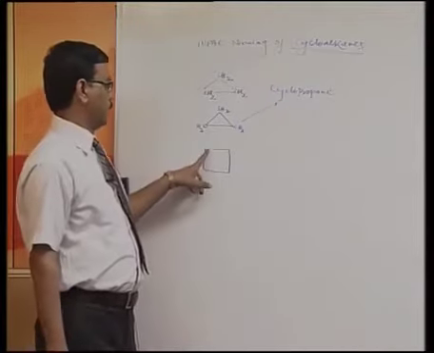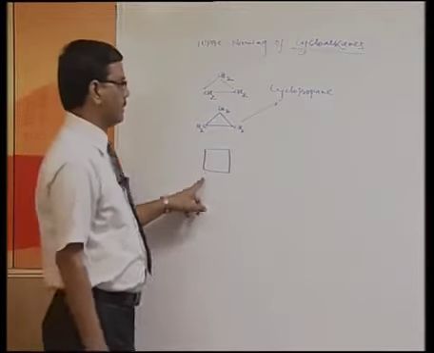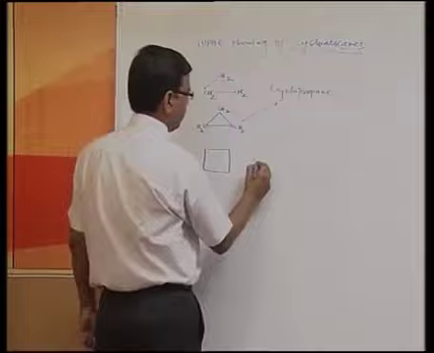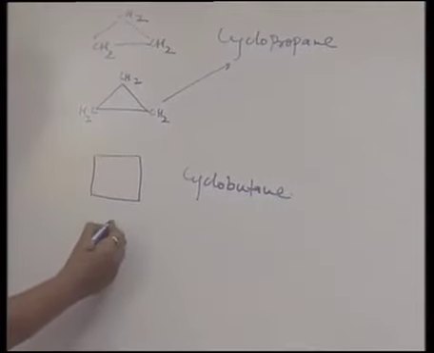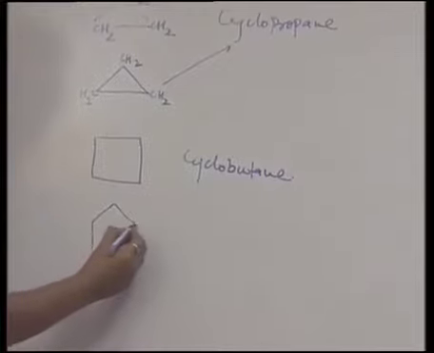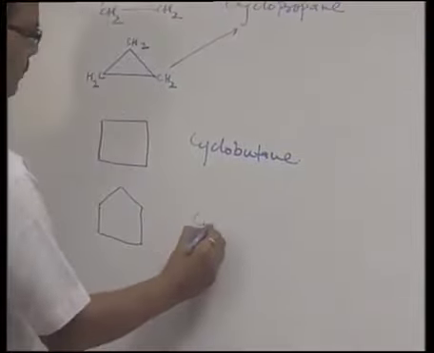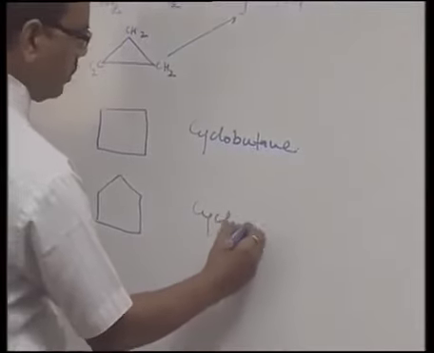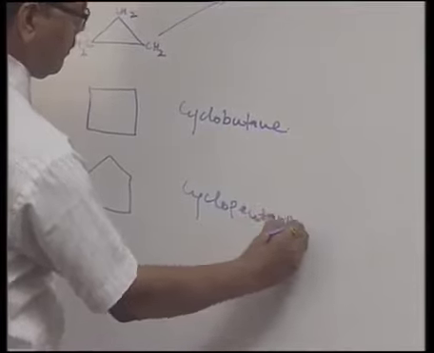As it contains 4 carbons, 1, 2, 3, 4, its name will be cyclobutane. In the same way, we can write the IUPAC name of this compound, that will be cyclopentane.